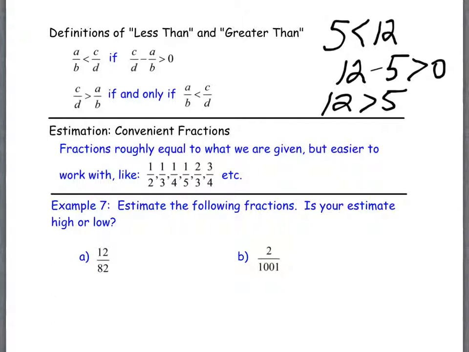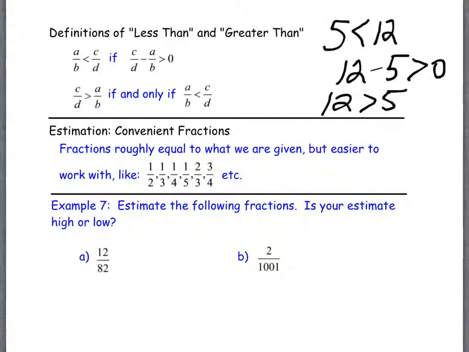Now there's an estimation portion of this section that's talking about convenient fractions. Convenient fractions are fractions that are roughly equal to what we're given but easier to work with. You saw an example of that in the last lesson. I think it was Kinsey who said there was a number like 51 over 210, and you said, well, I can just look at that and kind of say about what it is. Roughly the top was 50 and roughly the bottom was 200, so it's about 1/4. That's the idea of convenient fractions.